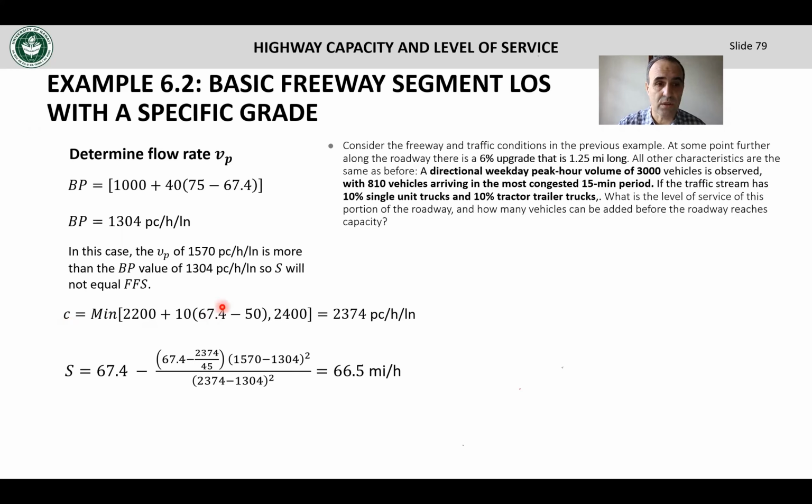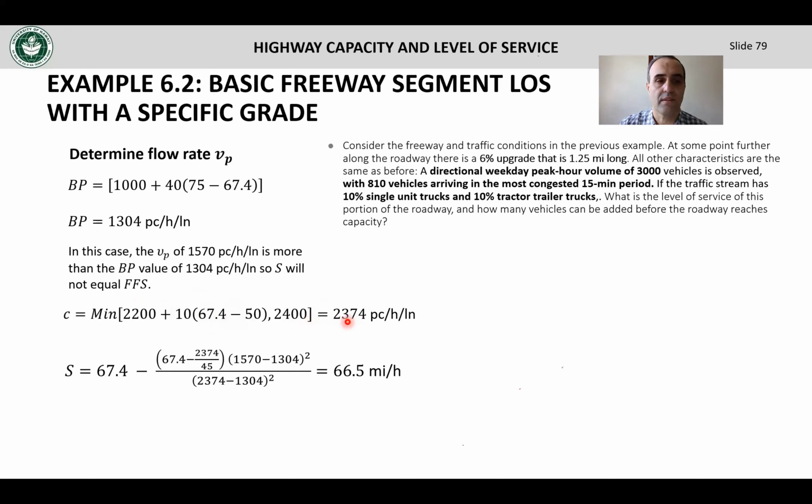which is a function also of the free flow speed. Again, that's an equation that is given in these notes. Remember, it's the minimum of 2200 plus 10 times the free flow speed minus 50, or the value of 2400. So in this case, if you plug in your free flow speed, 67.4, and compute this quantity, it ends up being 2374. And since that value is less than 2400, that's the value that you select. If the value had been 2450, you would have selected 2400.